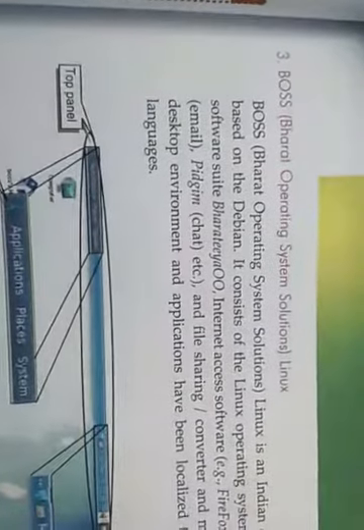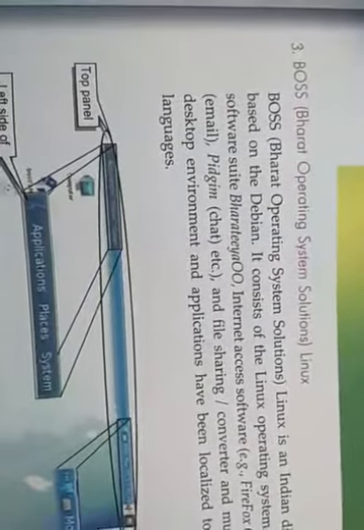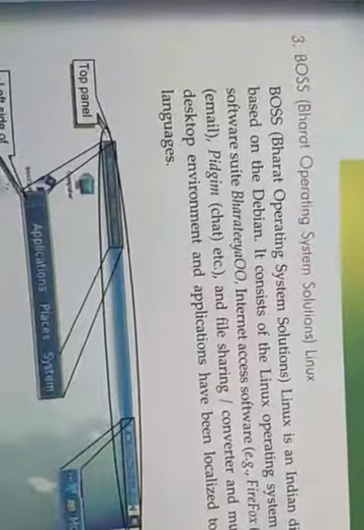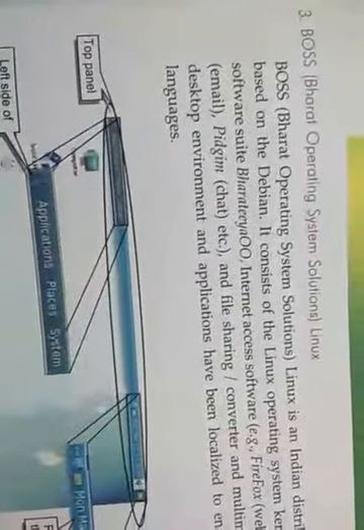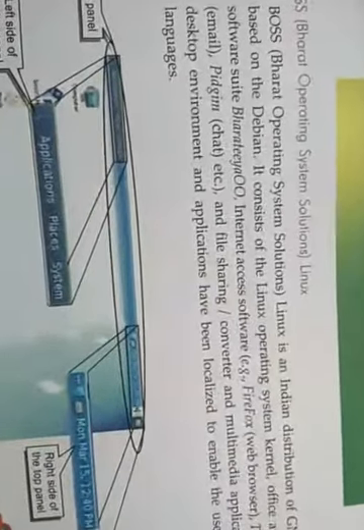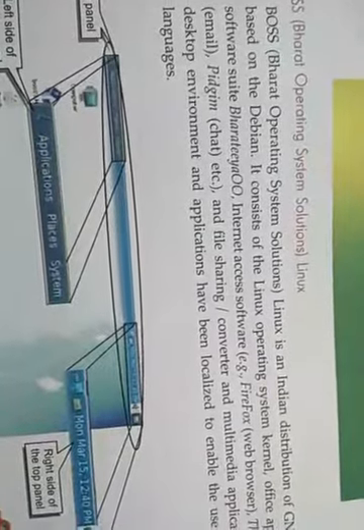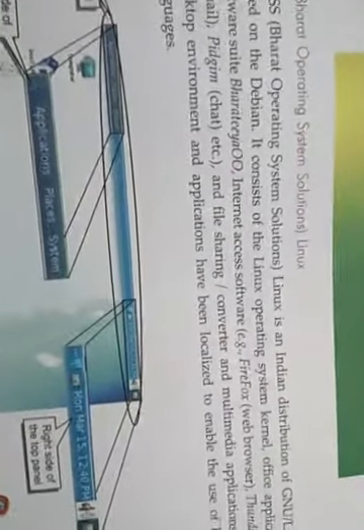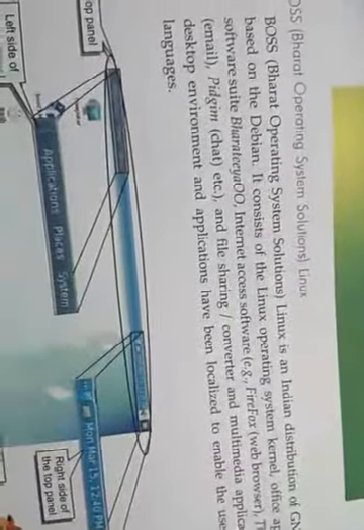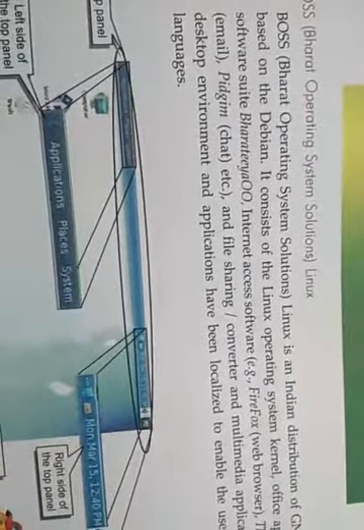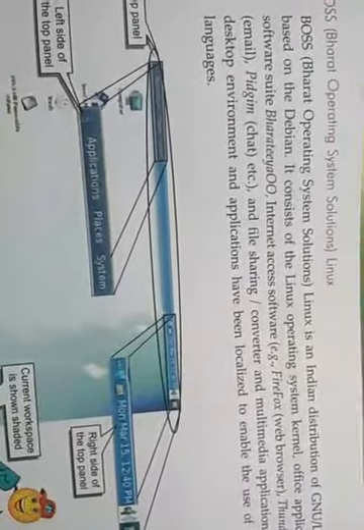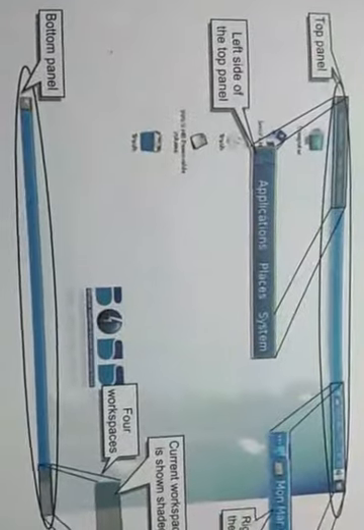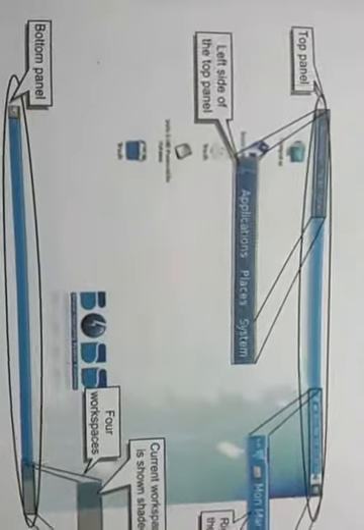And the next GUI operating system is BOSS. This stands for Bharat Operating System Solutions. This is based on Linux technology. So BOSS Linux is an Indian distribution of GNU/Linux based on Debian. It consists of the Linux operating system kernel, office applications, and other software. And the default browser of this is Firefox. And this is the desktop screen of the BOSS operating system.